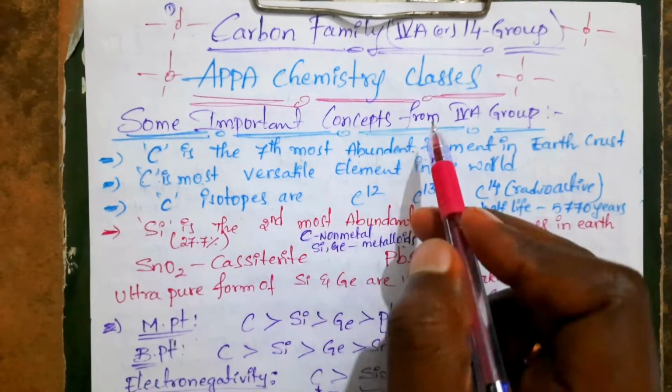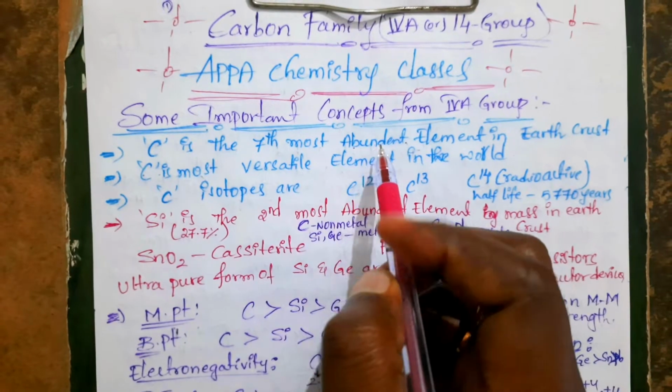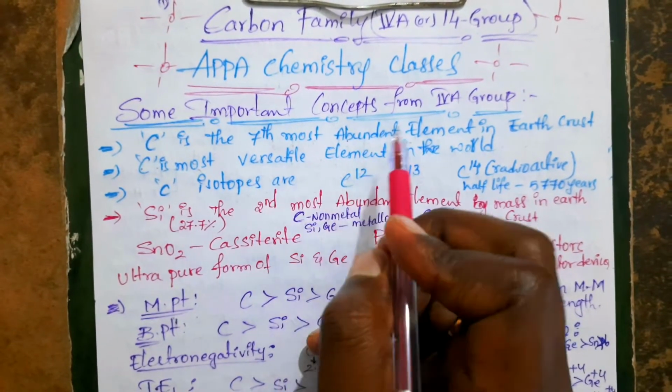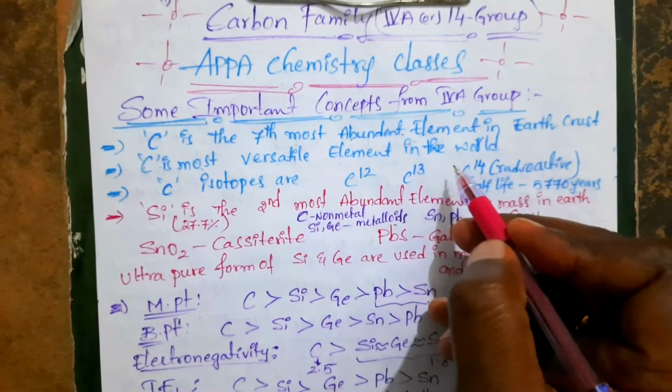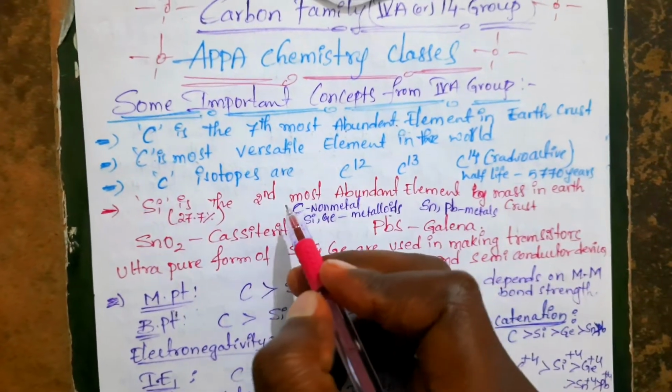So in this case, some important concepts we will see. Here carbon is the 7th most abundant element in the earth crust. We had seen in the last video the order of abundance of elements. Now carbon is the most versatile element in the world because in every species carbon is the major element.